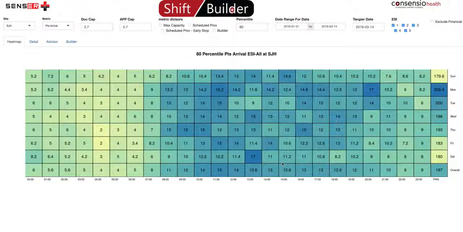I'd like to give a brief overview of how physician executives can use the ShiftBuilder application tool in order to help assign staffing solutions to different clinical sites. First, I'd like to describe the data resources that are needed for this.